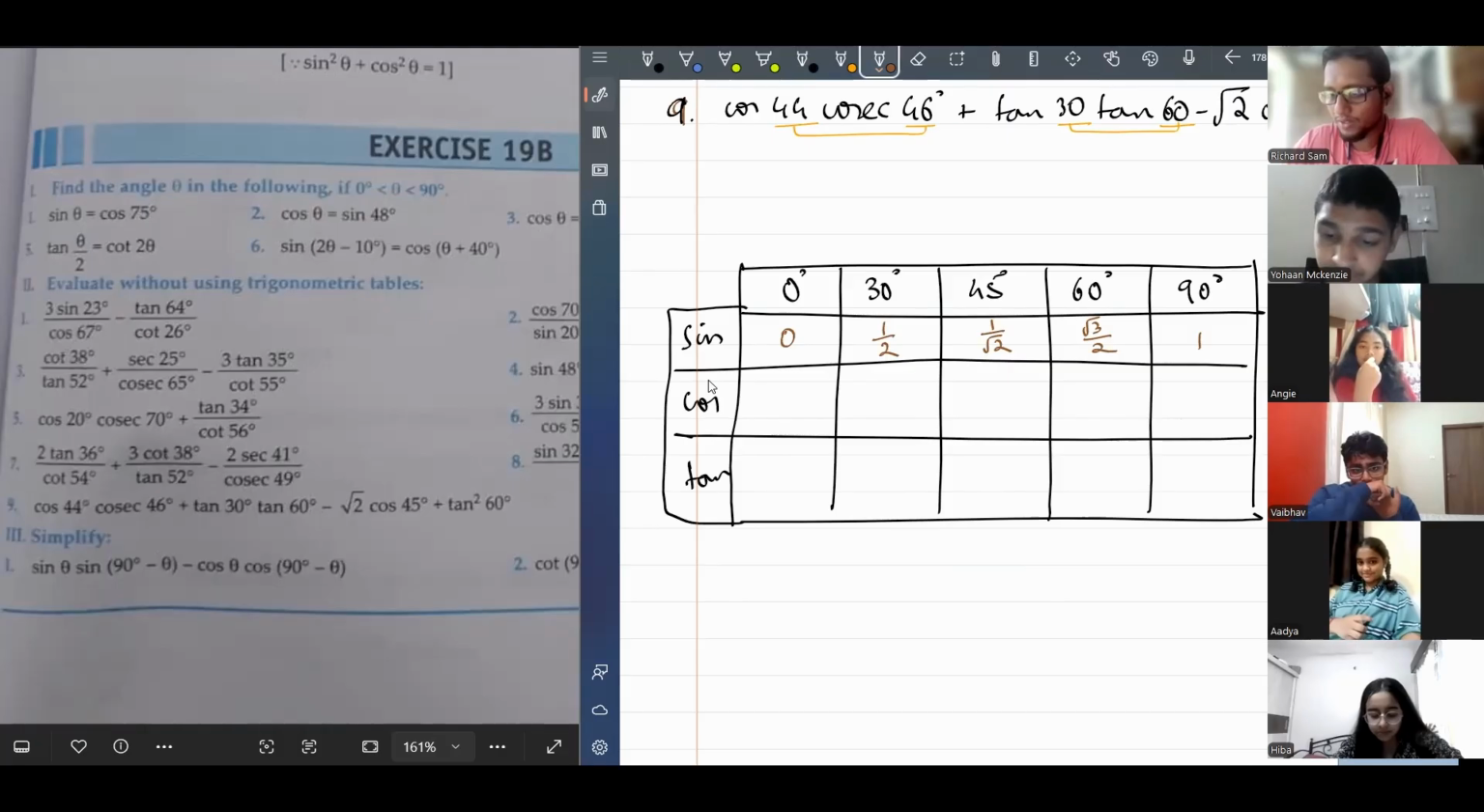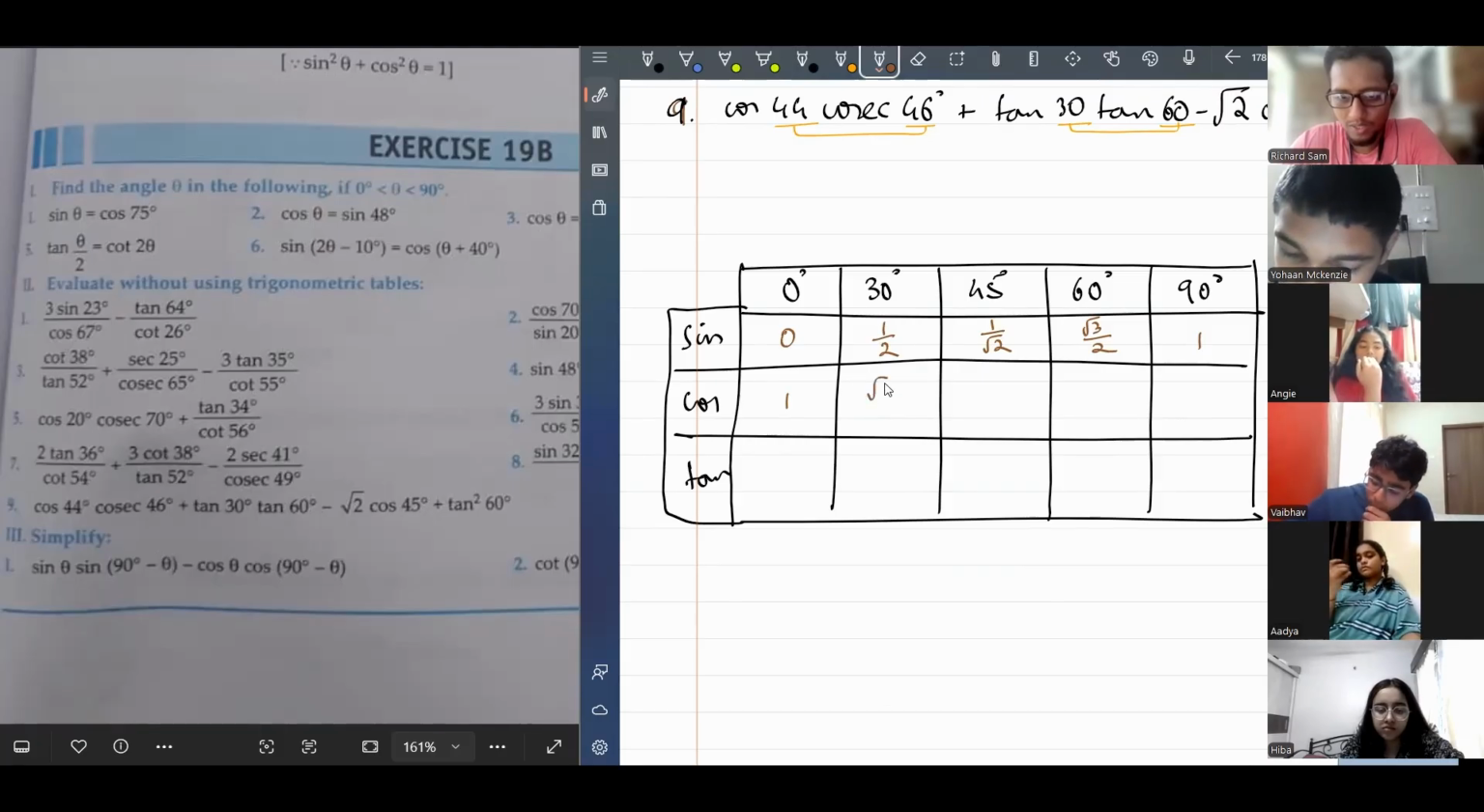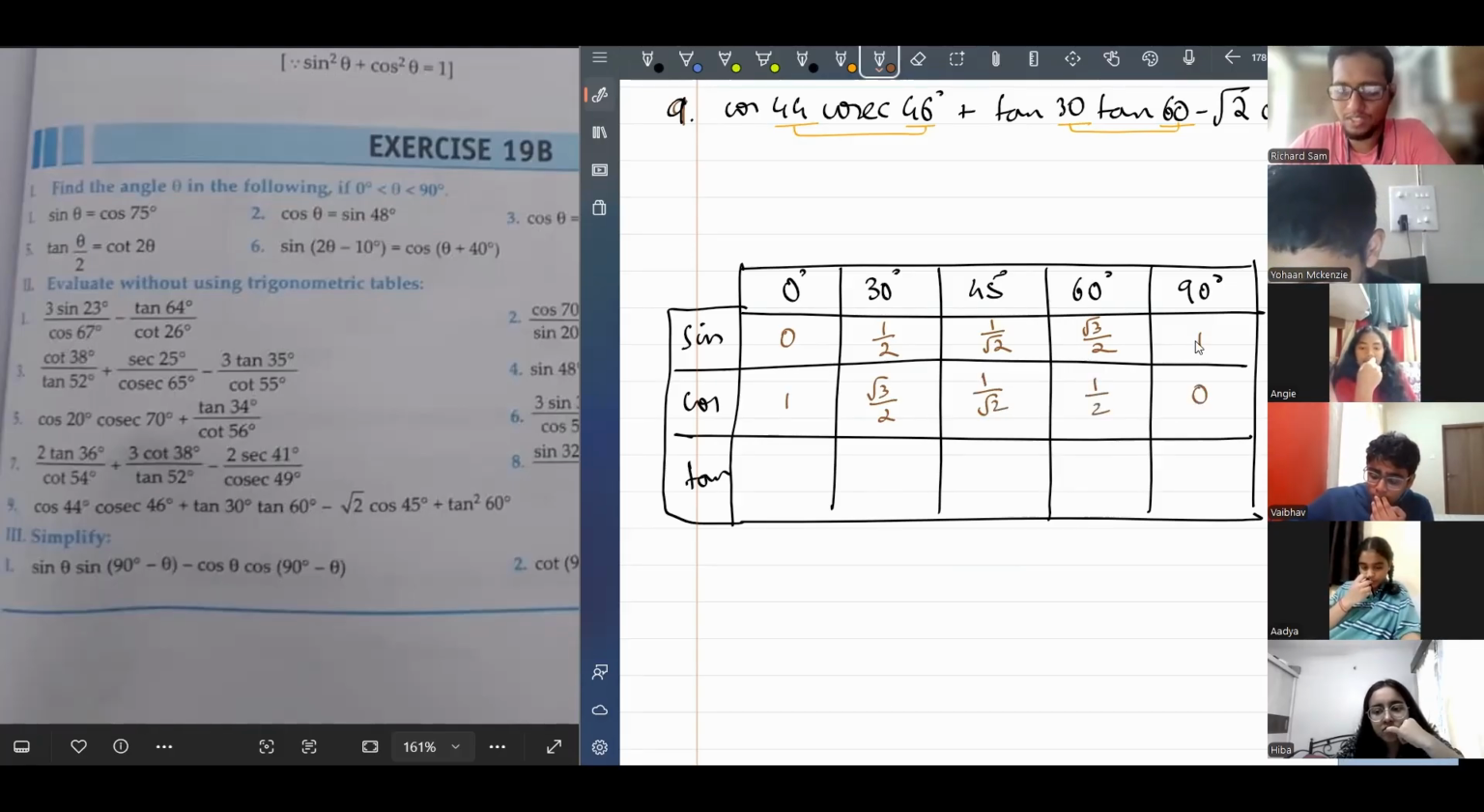Now, cos values are very easy. It's just the reverse of sine. That means cos 0 would be 1. Then cos 30 would be root 3 by 2. Cos 45 would be 1 upon root 2. Cos 60 is 1 upon 2. And cos 90 is 0. Just the reverse of what we saw in the sine. Is that clear, everyone? Write down this much. Make the table, write down this much, and as you're writing it, learn it. I'll ask you.